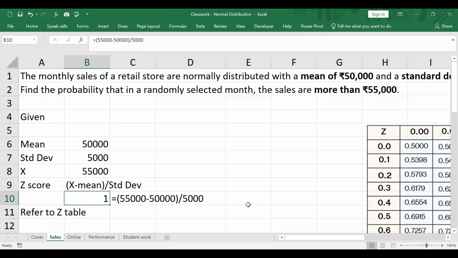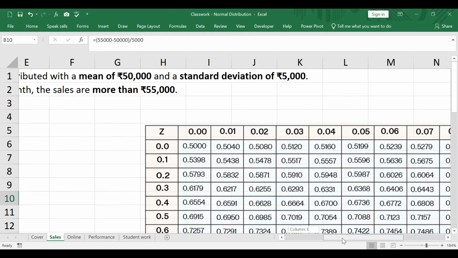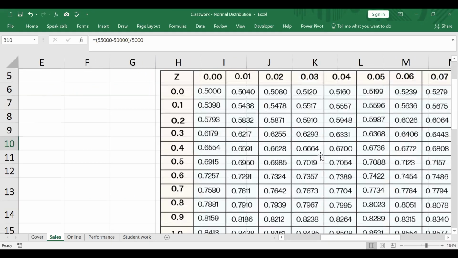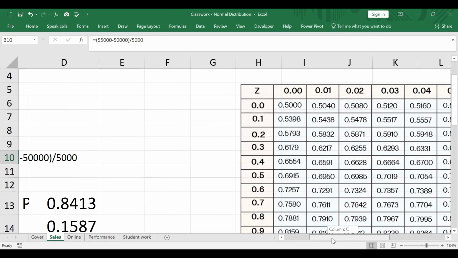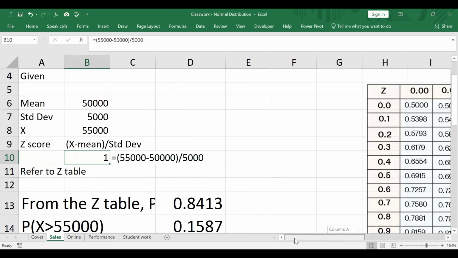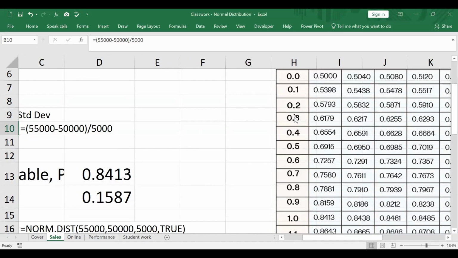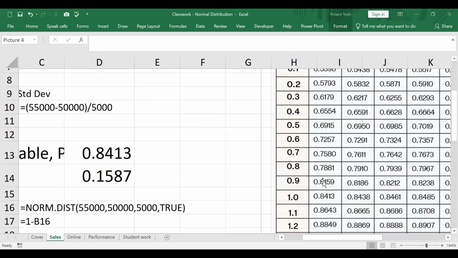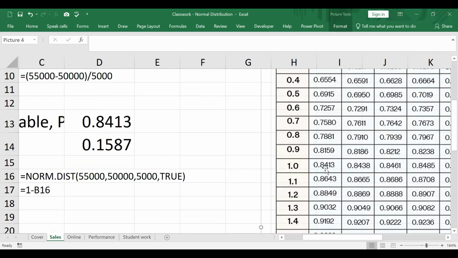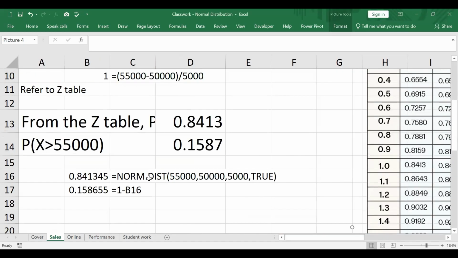That becomes 1. Now there is something called the Z table which you can download or you can take a printout and keep it with you for examination purposes, because spending time downloading there is wasteful. So from the Z table, you have to find out what is the probability for 1. So that is here, 1.0 is 0.8413.